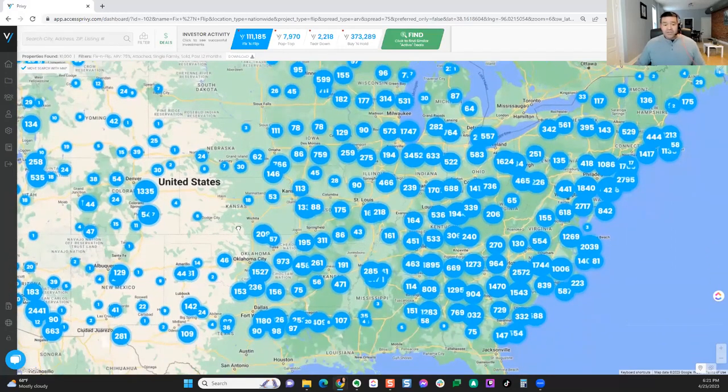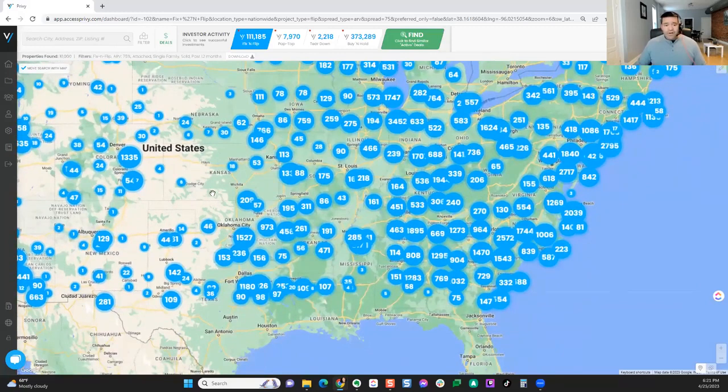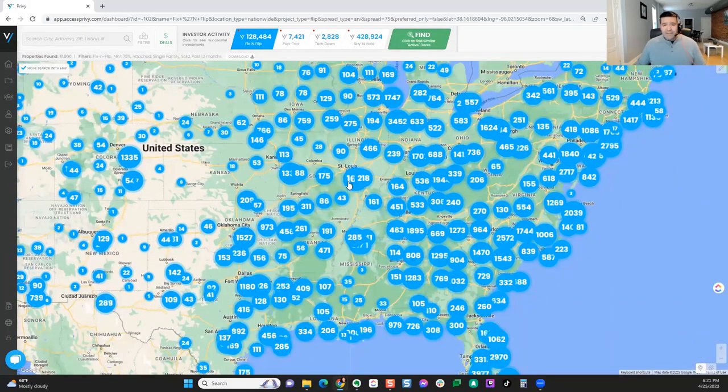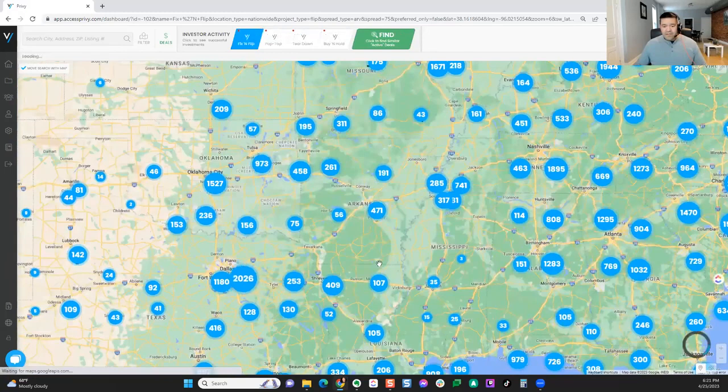So some of the areas you should consider are areas like Kansas City, St. Louis. I actually happen to be sitting in St. Louis right now. I live in Denver, but I started buying stuff virtually from Colorado in St. Louis because it was a high investor activity area, and I was looking to add another market to my portfolio. Oklahoma City, Dallas, Fort Worth. Look at that, over 2,000 deals.